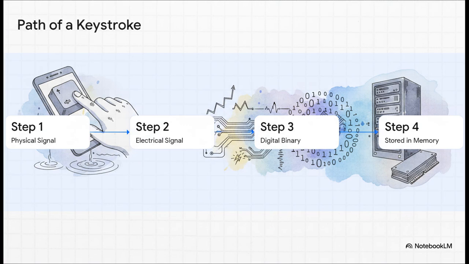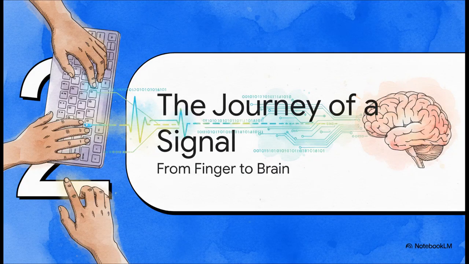At a really high level, almost every interaction you have with a computer follows this exact path. It starts as a physical thing you do. It becomes an electrical signal. That signal gets converted into digital binary, ones and zeros. And finally, it gets stored in memory. It's this fundamental transformation from our physical world into the digital one. So, let's start that journey from your finger to the computer's brain.